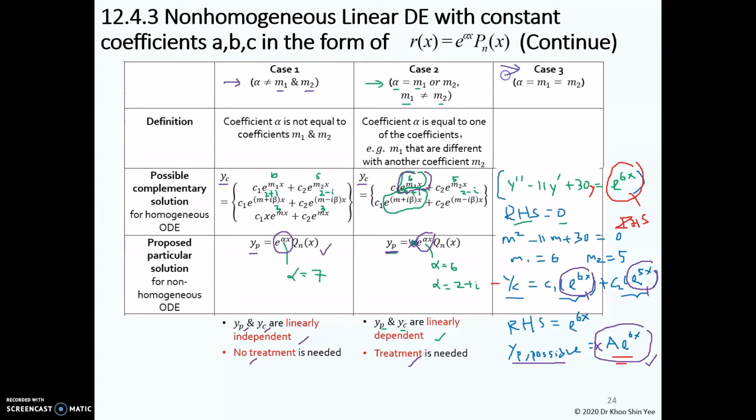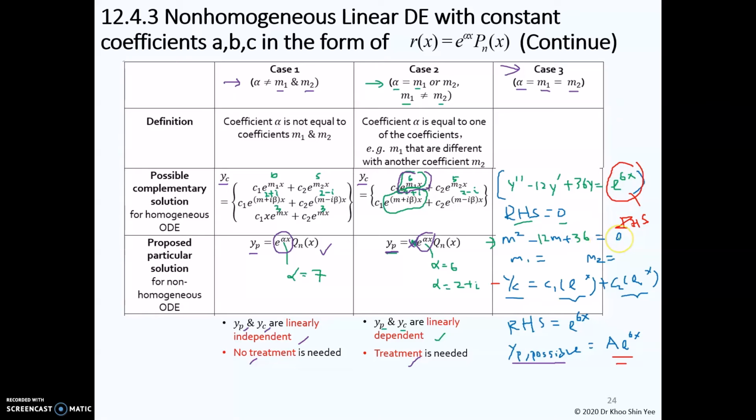For the third case, your coefficient alpha will be equal to both of these roots. For example, let's change the second order ODE into y double prime minus 12y prime plus 36y equal to exponential 6x. To solve this problem, we need to solve the homogeneous part first by letting the right hand side equal to 0. So we can form the characteristic equation. So y double prime will change to m squared, y prime will change to m, and the coefficient is negative 12. Lastly, you have the 36.